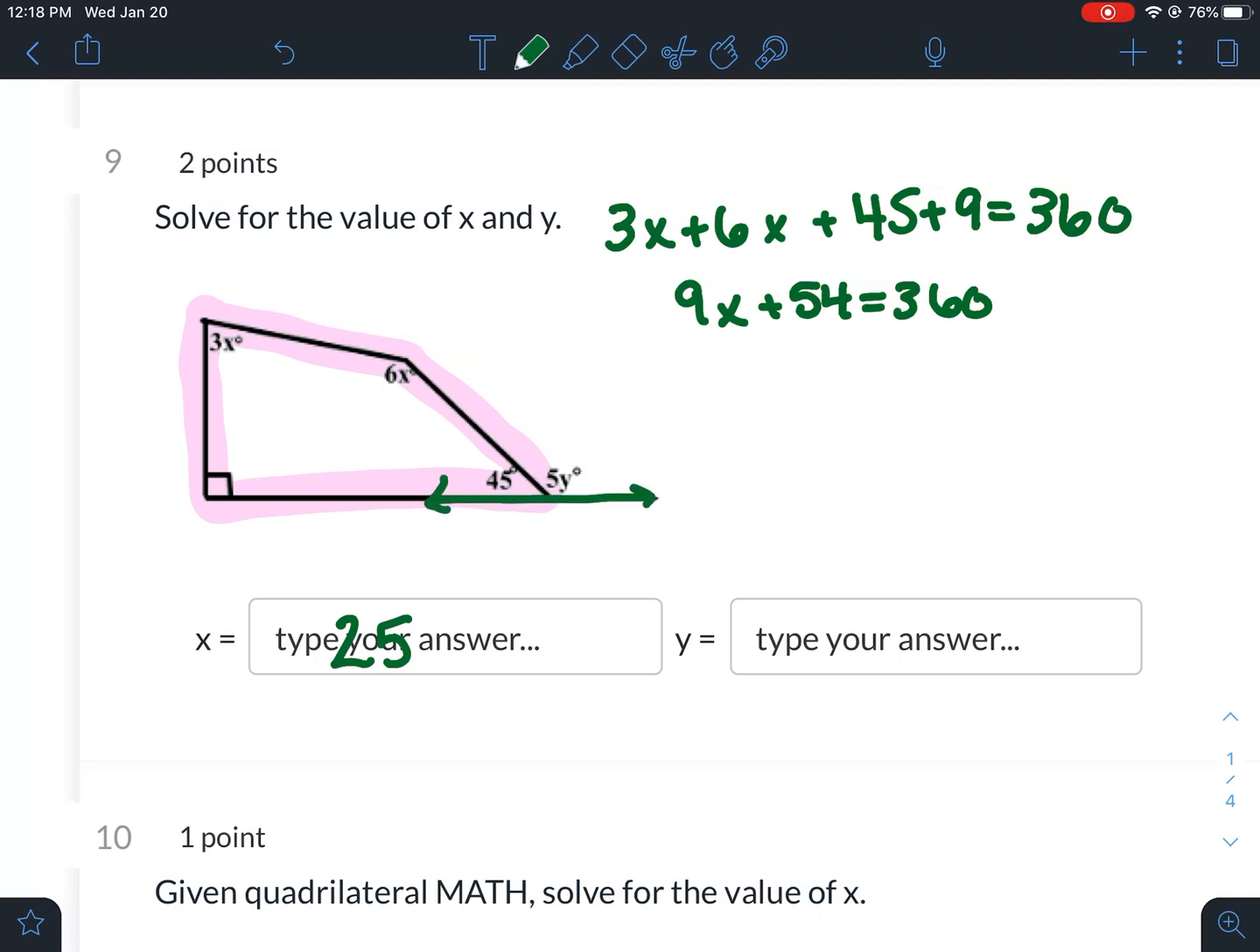45 and 5y form a straight line, which means the total angle there is 180. So 5y plus 45 equals 180. Solve that, and you should get 27.